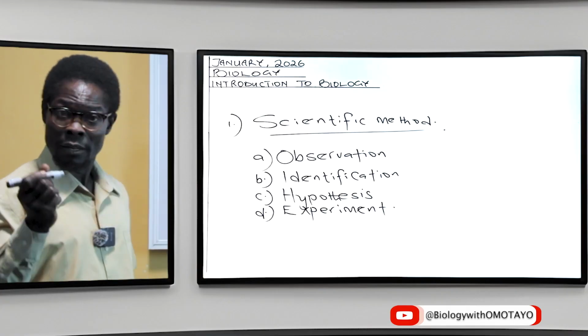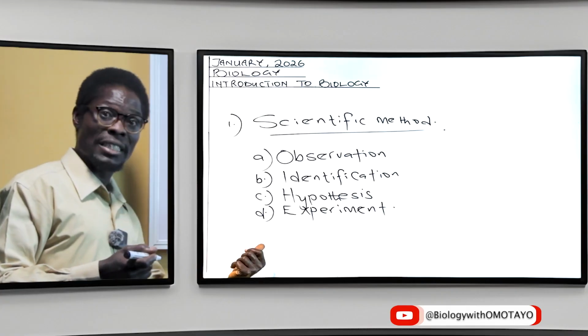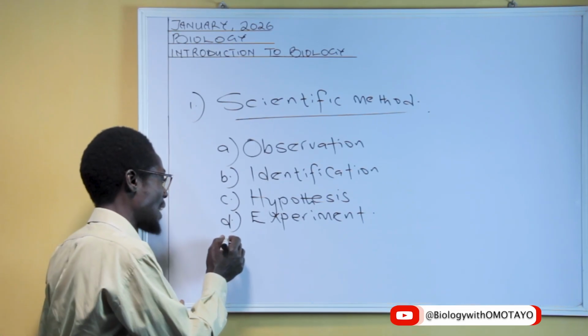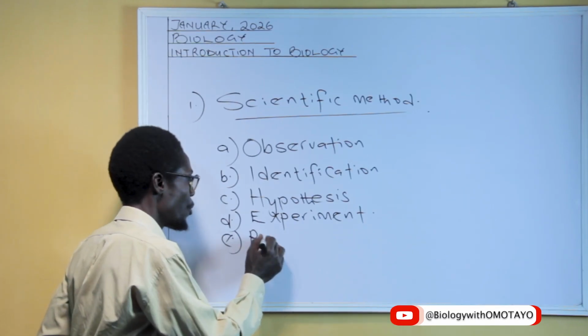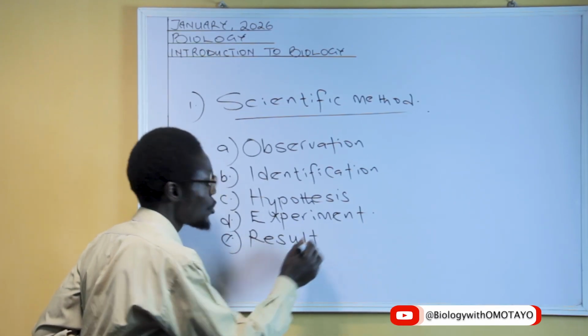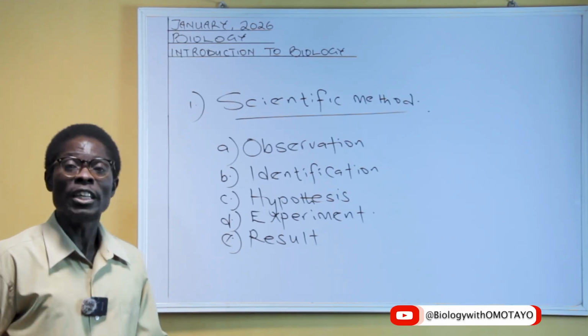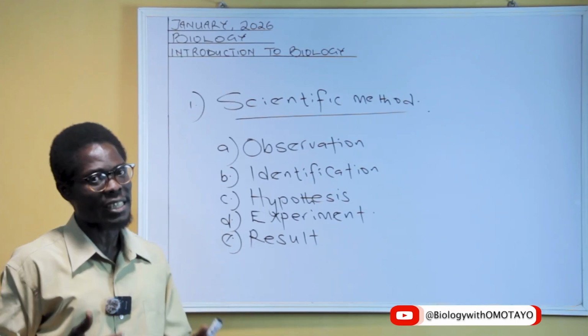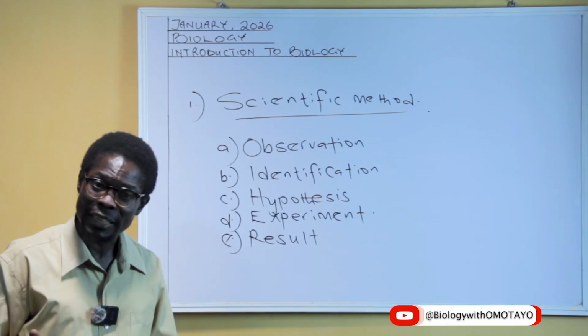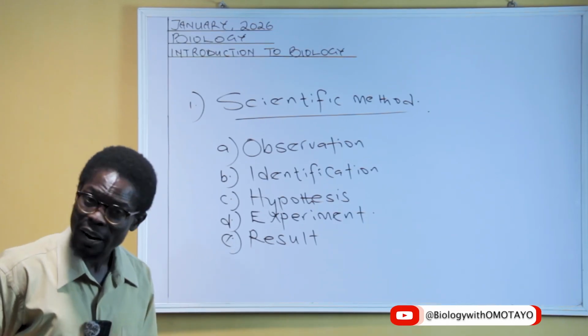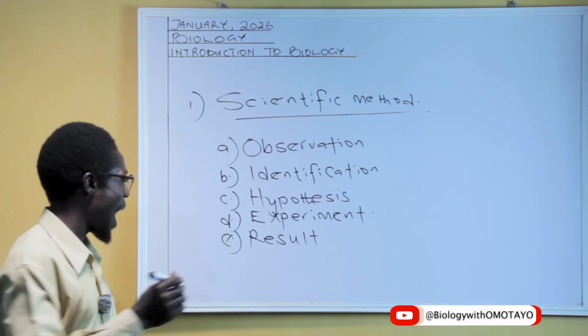So that simply means that after experiment, there must be something else. And that is what? Results. The results from experiments will determine if hypothesis will be accepted or rejected. Which means after results, there is something else. And that is what?